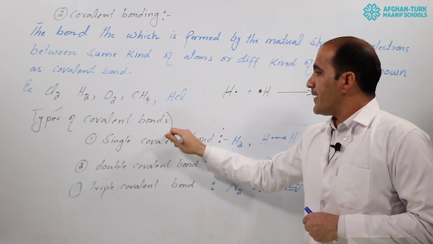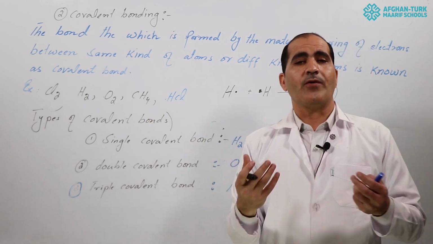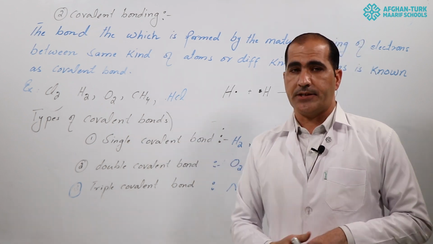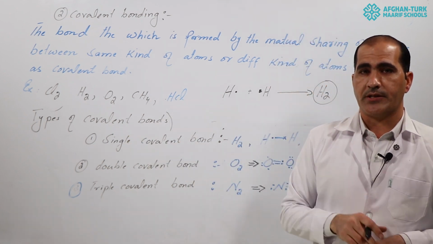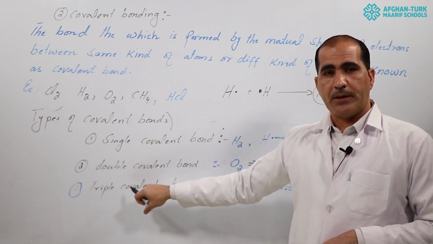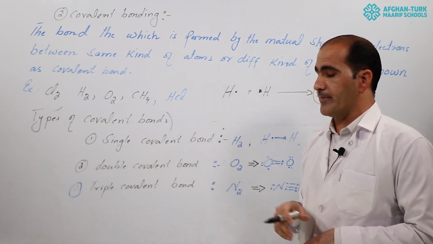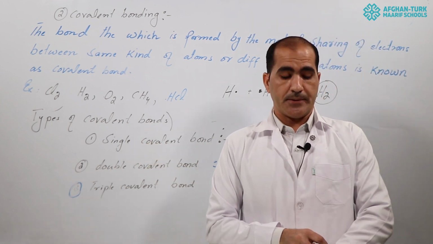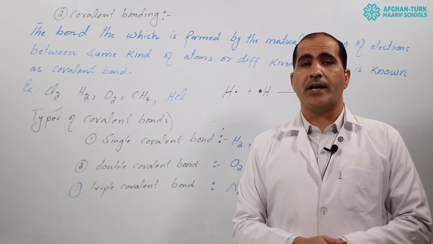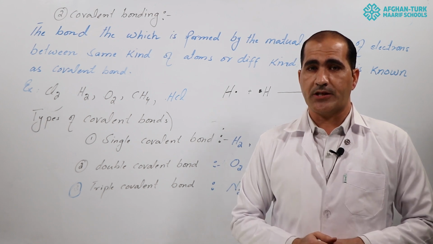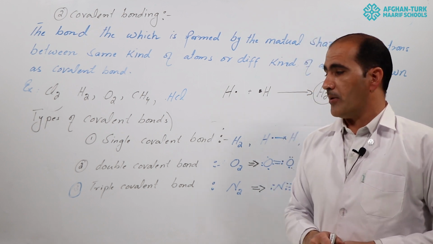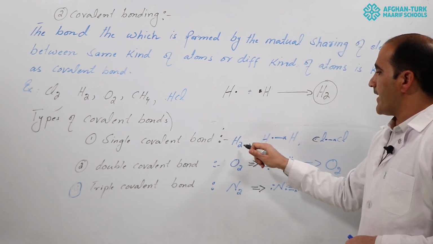On the basis of sharing of electrons, we classify the covalent bond into 3 categories. Into how many categories? Into 3 categories: single covalent bonds, double covalent bonds, and triple covalent bonds. What is a single covalent bond? When 2 atoms share 1 electron each with each other, a single covalent bond will be formed. Here I already gave you the example of H2.